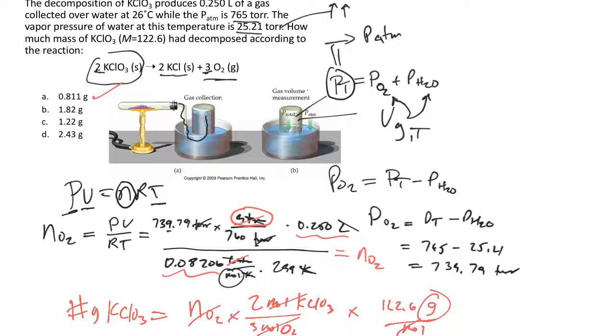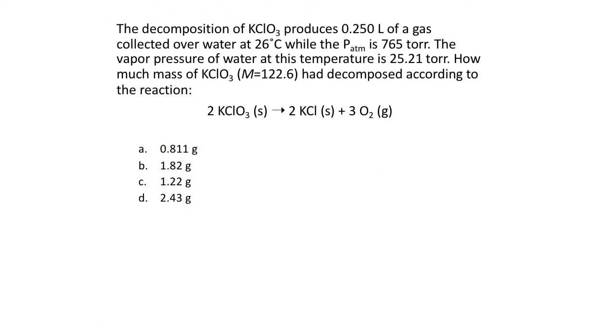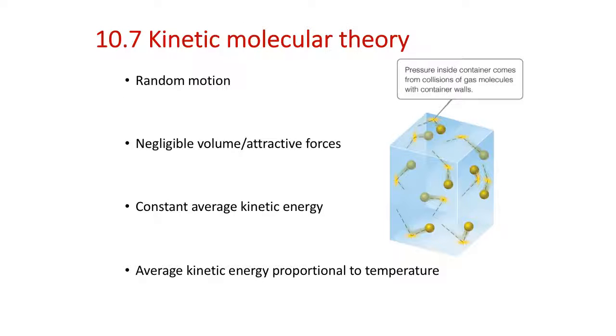So I think answer C is if you forgot to do the conversion that 3 moles of O2 are produced for every 2 moles of KClO3 that had decomposed. So here we just have to relate back the stoichiometry of the reaction for how much of the KClO3 had decomposed. Okay, so we can figure out from the amount of gas collected, we subtract off the water vapor pressure. We're left with just the oxygen pressure, relate that to the oxygen moles, and relate that to the KClO3 moles, and hence the mass of KClO3.